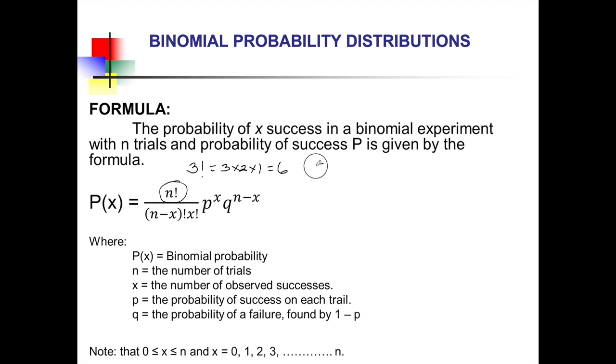Now, let's have 5 factorial. That is 5 times 4, that is 20, times 3, that is 60, times 2, that is 120, times 1 equals 120. So, that is what factorial means. I hope you are now familiar with factorial.